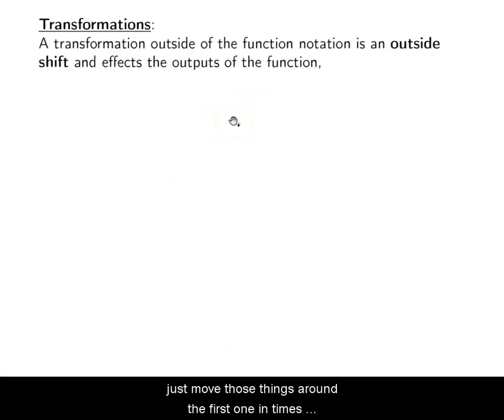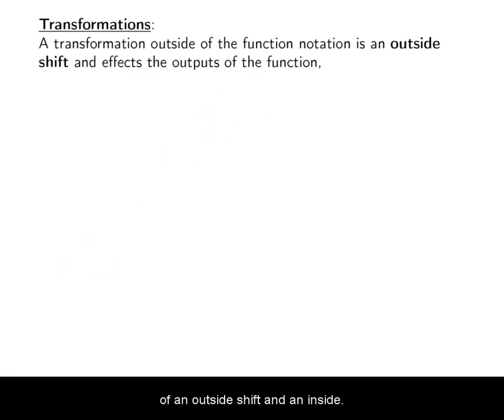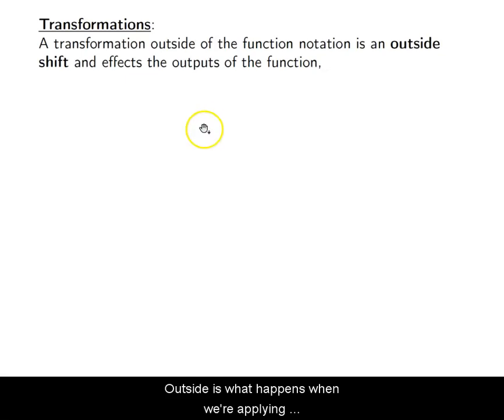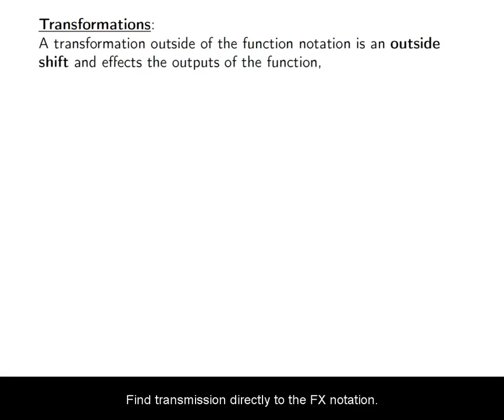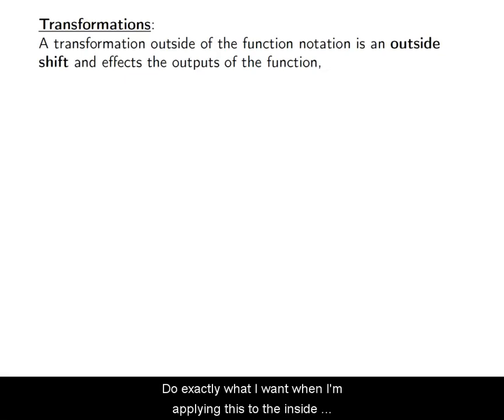So when we talk about transformations, I like to talk about it in terms of an outside shift and an inside shift. An outside shift is what happens when we're applying a transformation directly to the output of our function. It generally works in exactly the same way that we would think it would work, right? So for instance, if I want to shift my function up by 5, I'm taking all the outputs and I'm moving them up by 5. So if I'm just adding 5 to my function, all the output values are increasing by 5, right? So it works exactly the way I would think. On the outside, when I'm applying transformations directly to the f of x notation, it does exactly what I want.